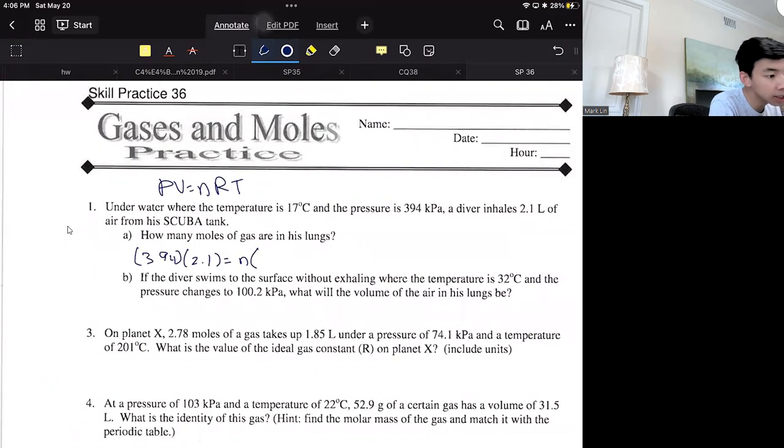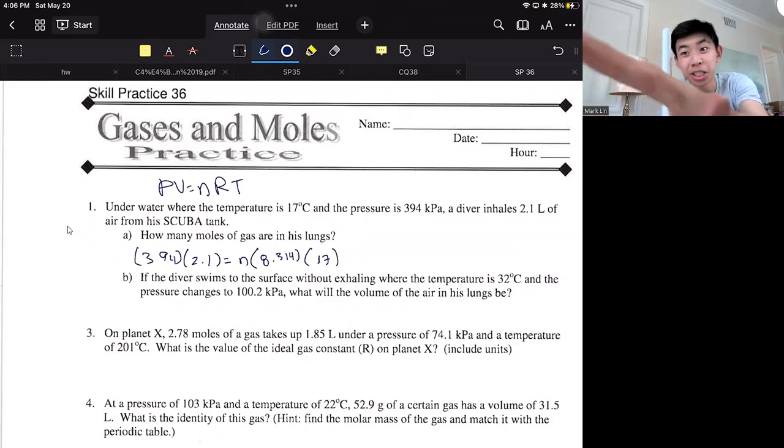R is the constant, that's always 8.314. That's just going to be given. And then the temperature is going to be 17 degrees Celsius.